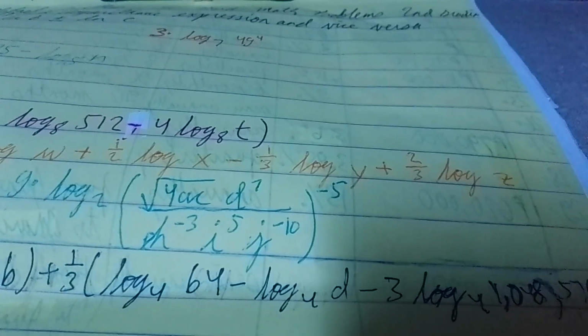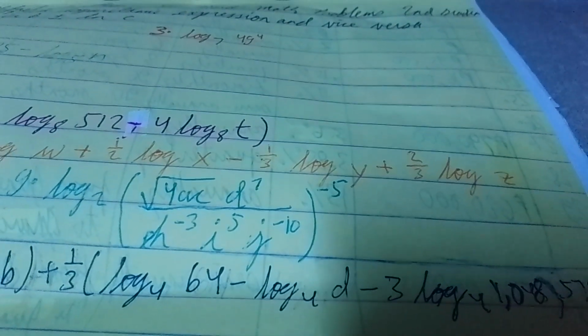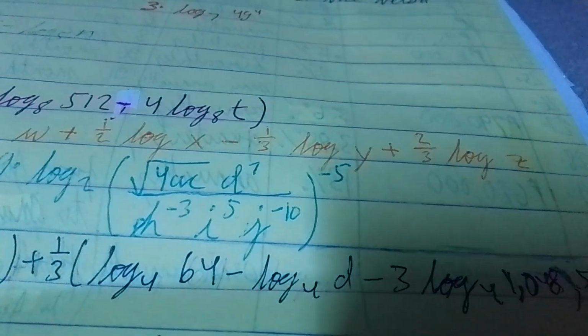Next, let's go to number 9. In number 9, what do we do here? Same process as in number 9. Our goal is to expand the logarithm. But remember, this is a bit of a twist, because we have log base 2 of the square root of 4ac times d raised to the 7th power, divided by h raised to the negative cube times i raised to the 5th power times j raised to the negative 10. All of this is being raised to the 5th power.